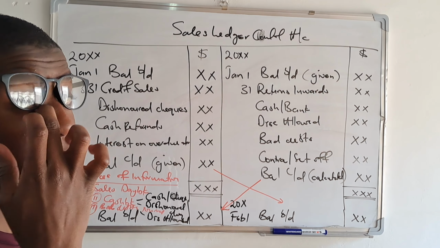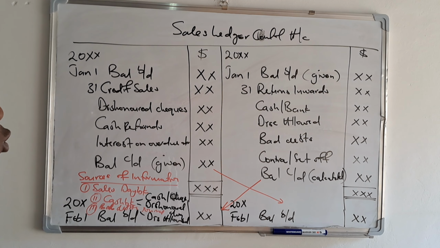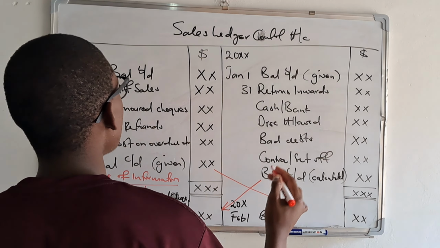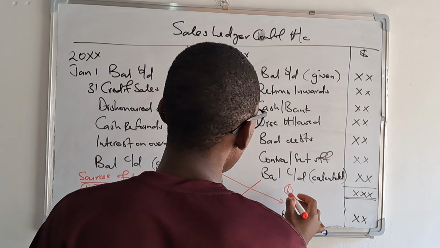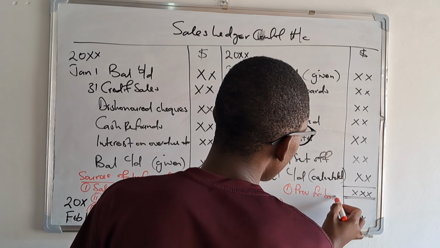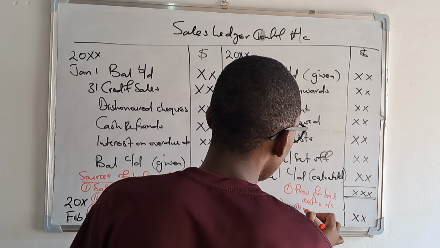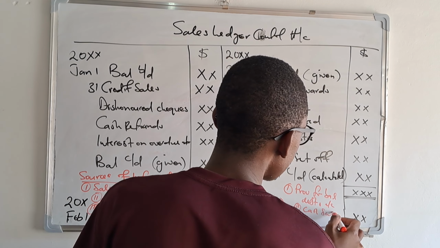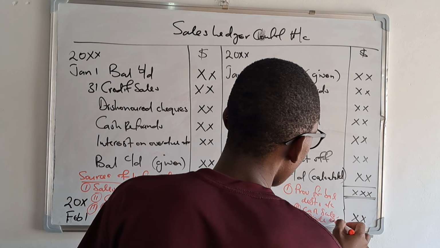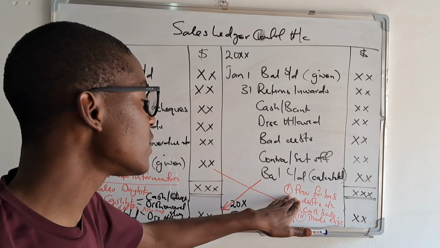Then, before I go any further also, I want to assist you and give you the items which do not appear in the sales ledger control account. Items that do not appear in the sales ledger control account. Number 1, you don't record the provision for bad debt account. Number 2, you don't record cash sales. Number 3, you don't record trade discounts. You need to know this. This is the most critical part.